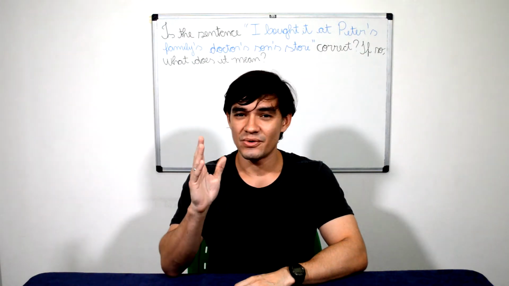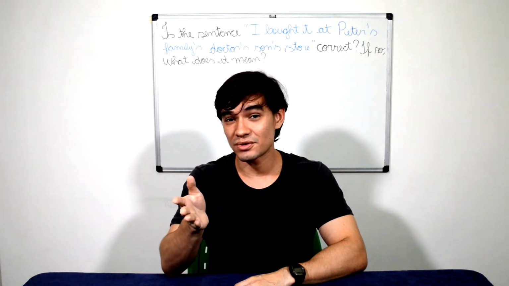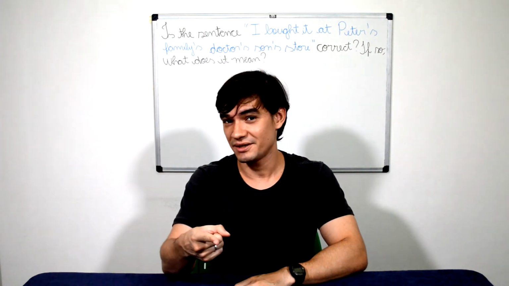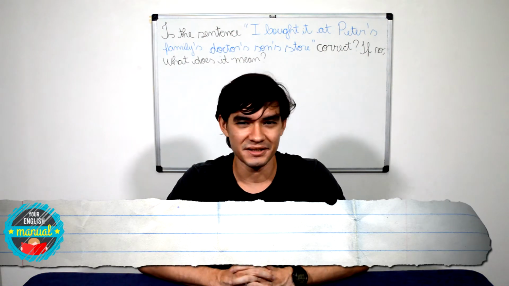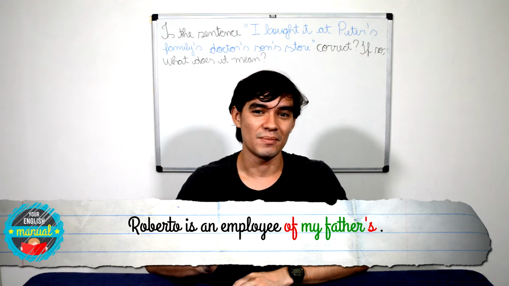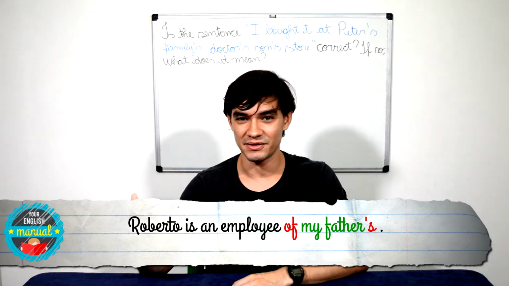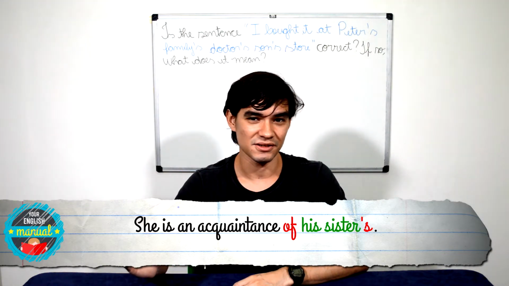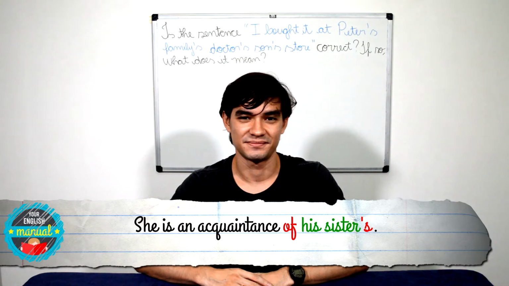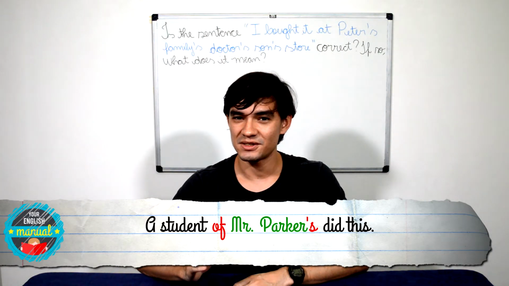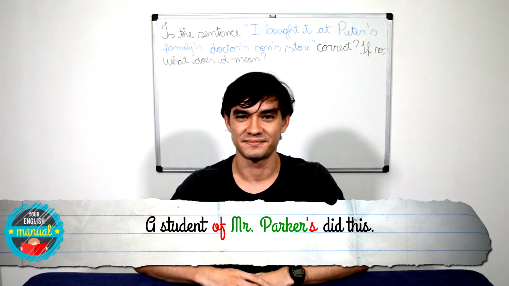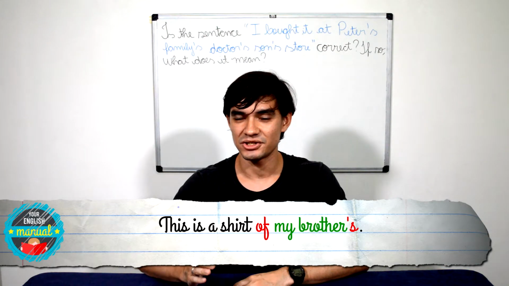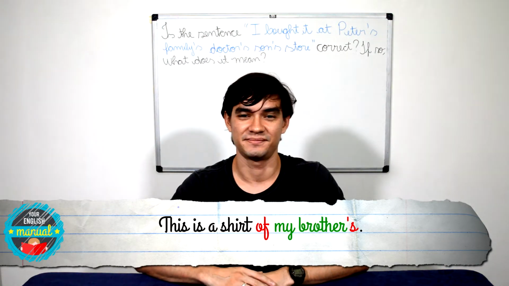But anyways, we need to practice this structure more to understand how it works, right? So let's look at other examples. Roberto is an employee of my father's. She is an acquaintance of his sister's. A student of Mr. Parker's did this. This is a shirt of my brother's.